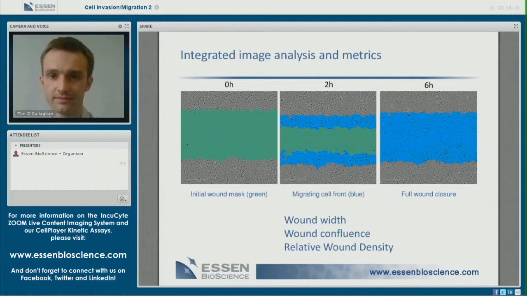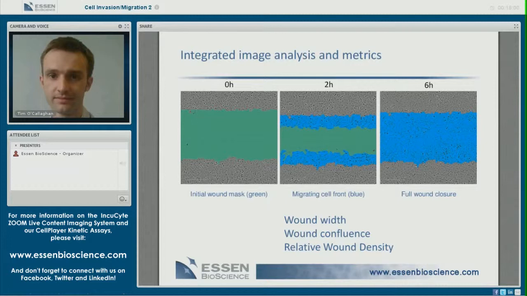3 metrics are reportable from these analyses, the first being wound width, which provides the mean distance between the wound borders over the course of the assay. It's a metric that starts off at a high value, around 720 microns, and falls to a lower value as the borders move towards each other and ultimately the wound heals. The wound confluence metric reports the cell confluence within the wound area over time. This metric starts at a low value and increases as cells repopulate the wound area.